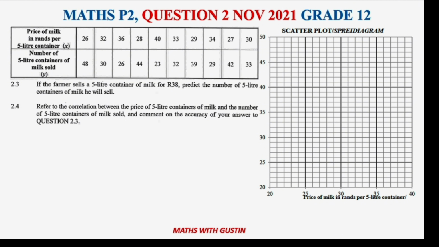All right, let's move right along to question 2.3 and also 2.4. All right, here we go. 2.3 said if the farmer sells a 5-liter container of milk for 38 rand, predict the number of 5-liter containers that he would have sold. Okay, that he will sell. Now they are giving us the x value here, which is 38 rand. We know the equation representing this, which is given by 90.48 minus 1.77x.